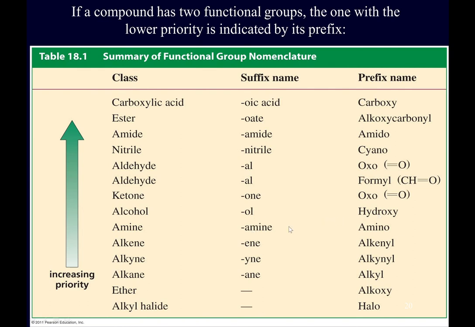For amino compounds, it becomes alkanamine as a suffix, but if it is a substituent, it becomes amino. For alkene, it becomes ene, but as a substituent it becomes alkenyl. For alkyne, it becomes yne, but for prefix, it becomes alkynyl. In case of simple alkanes, of course, it becomes ane, but as a substituent it is called alkyl as a prefix. For ethers and halogen compounds, in IUPAC names they are always prefixed as alkoxy and halo, whether they are the primary functional groups or secondary functional groups.